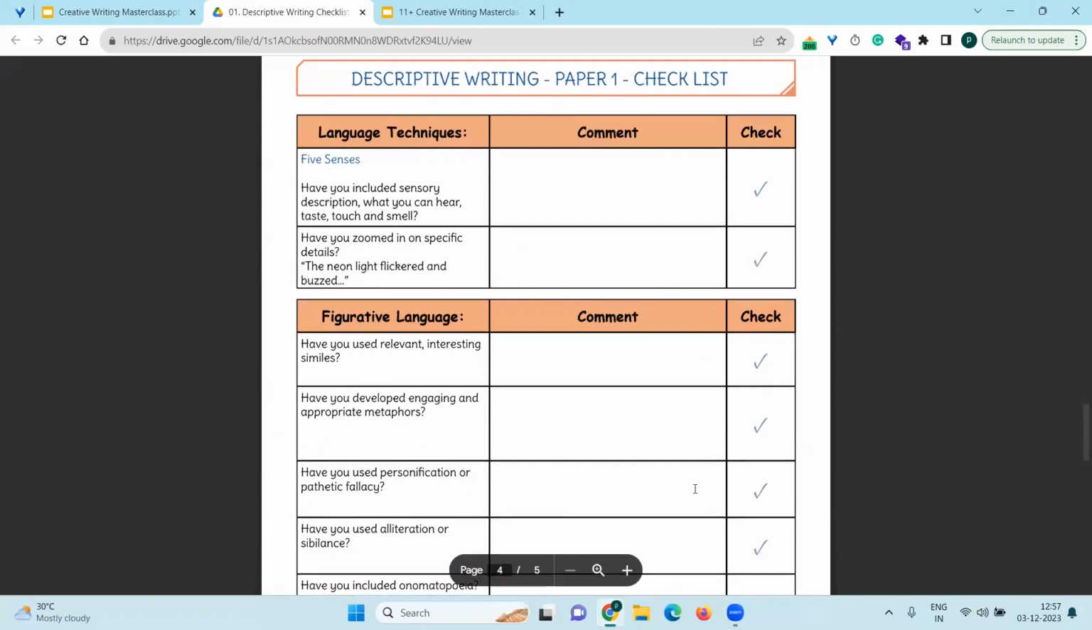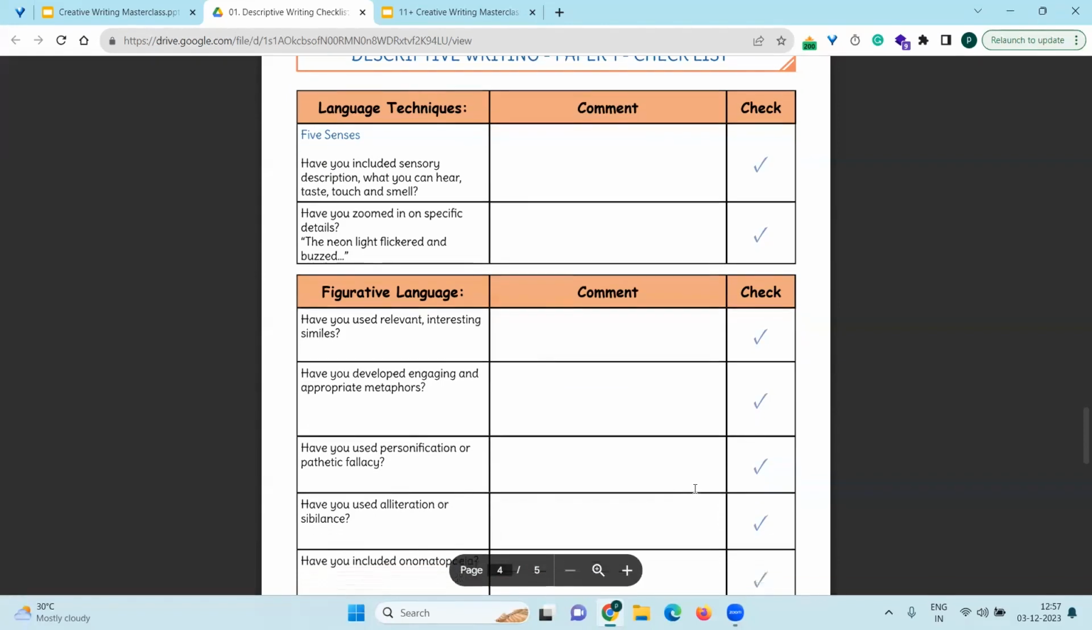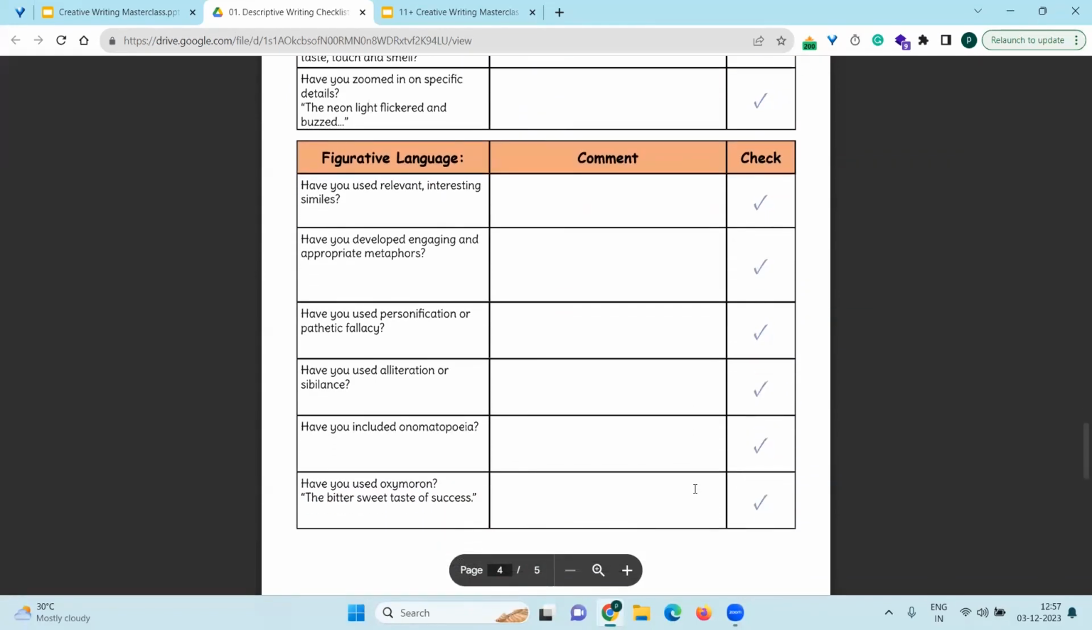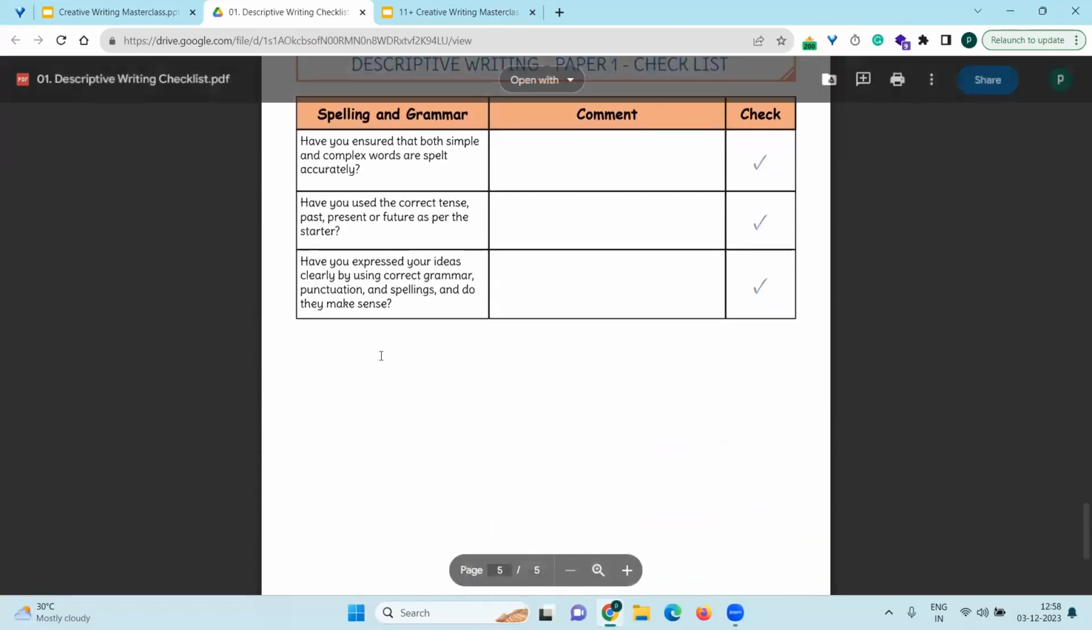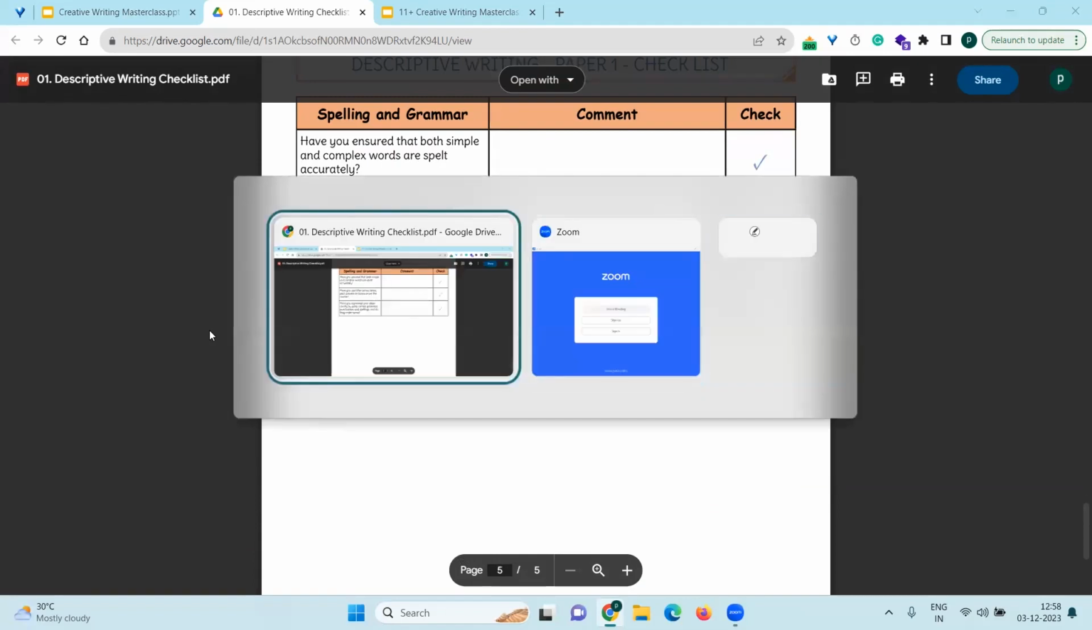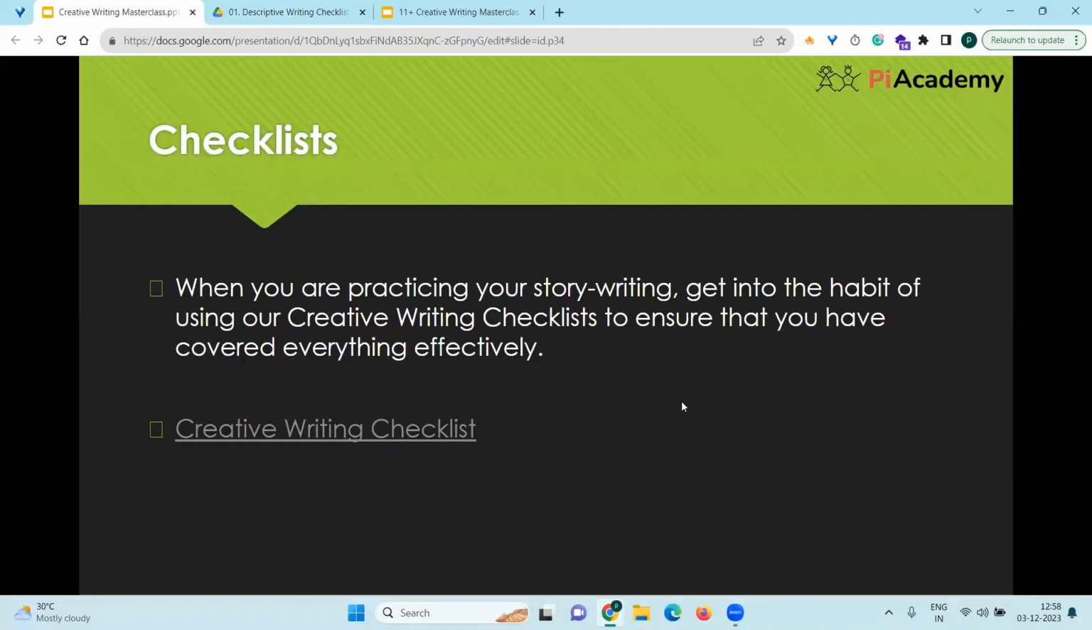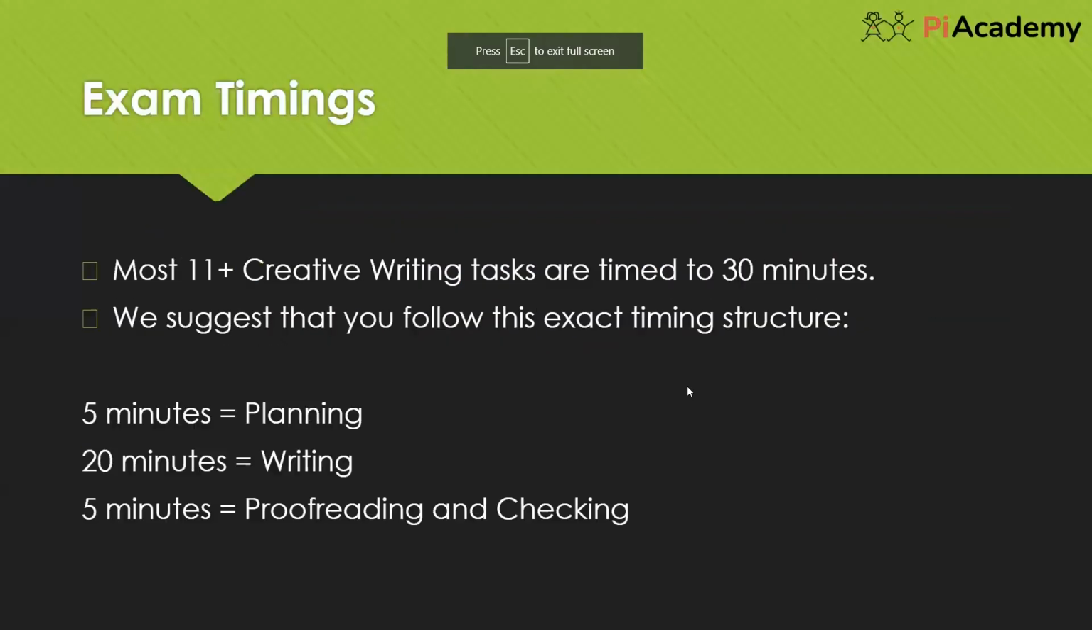And then it goes through your various language techniques, as we've been discussing, using the 5 senses, zooming in on specific details, and then using all those figurative devices that you're familiar with, similes, metaphors, personification, pathetic fallacy. All of these are listed there for you. And then finally, on the last page, it just reminds you to be accurate. So it reminds you to include correct spelling, correct tense throughout, and correct grammar. So that's one thing that we have for you that you can use to make sure that you are including all the different features.